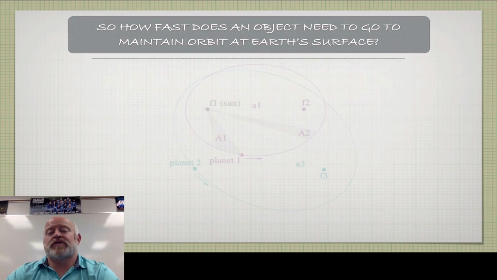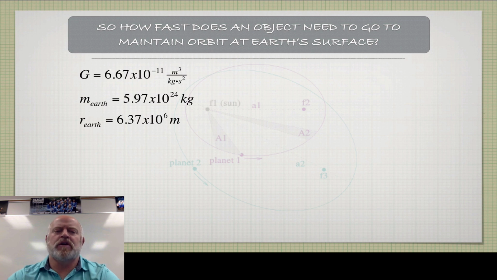Because at the Earth's surface, we have air resistance, we have hills, we have mountains, we have buildings, trees, little doggies running around. So we can't orbit at our surface. But let's just say we could, okay? If that's the case, how fast would it have to move? There's a reason why I'm doing it at the surface. You'll find out shortly.